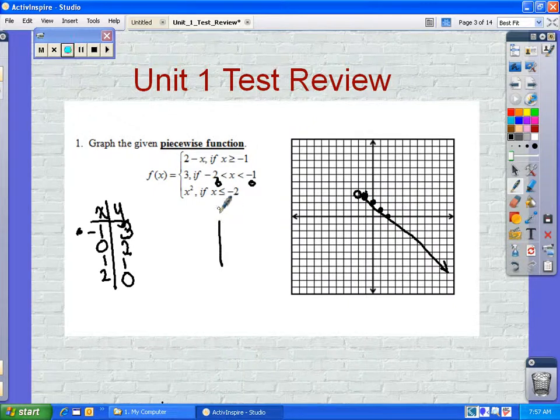And then finally x squared, and again you can do an xy table, but you're going to start at -2 and do values less. So -2 squared is 4, -3 squared is 9, 16. So -2, up 1, 2, 3, 4. Again, that's a solid dot because of the equal sign. And then -3, 1, 5, 6, 7, 8, 9. And then it's going to keep going up from there. It's going to be a little curve right there.